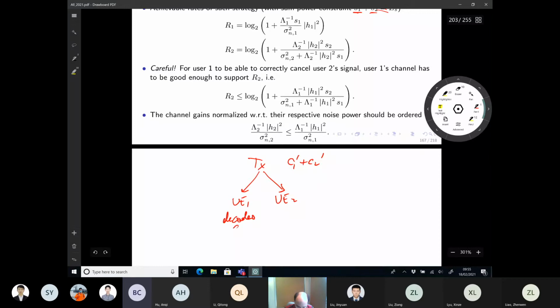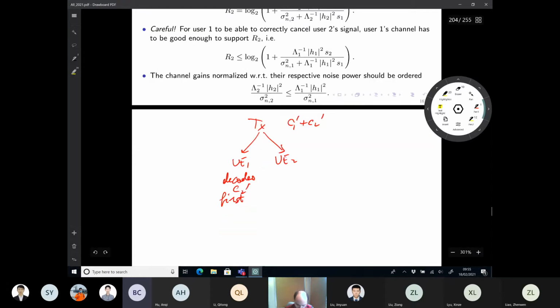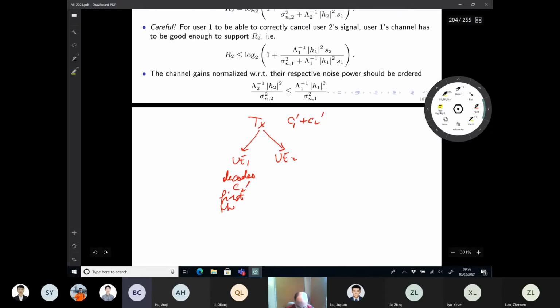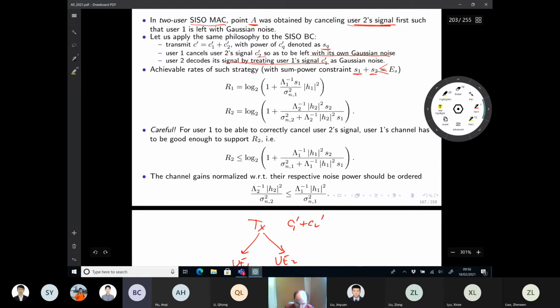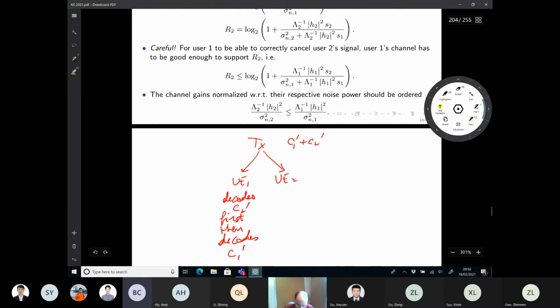user 1 decodes C2 prime first, right? So if user 1 can decode C2 prime first, it will treat C1 prime, its own message, as noise, as interference. It will try to decode C2 prime and then decode his own message, C1 prime. So user 1 decodes C2 prime first, then decodes C1 prime. User 2 here will decode his own signal by treating user 1's signal as noise. User 2 here will decode C2 prime by treating C1 prime as noise.